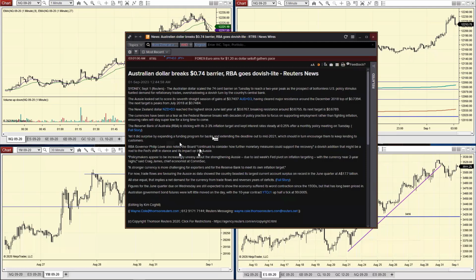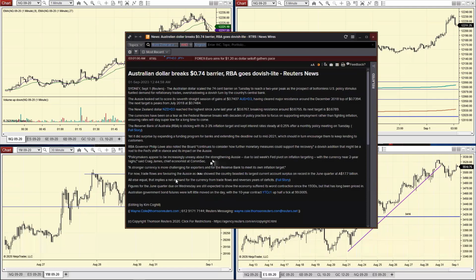The RBA Governor, Philip Lowe, also noted that the board continues to consider how further monetary measures could support the recovery, a dovish addition that might be a nod to the Fed's shift in stance and its impact on the Aussie. Policymakers appear to be increasingly uneasy about the strengthening Aussie due to last week's Fed pivot on inflation targeting, with the currency near two-year highs, said Craig James.